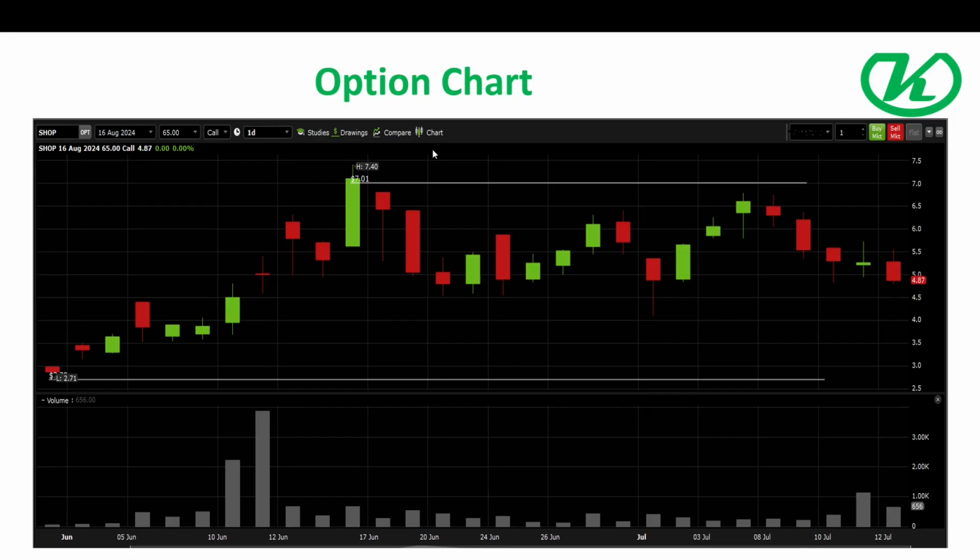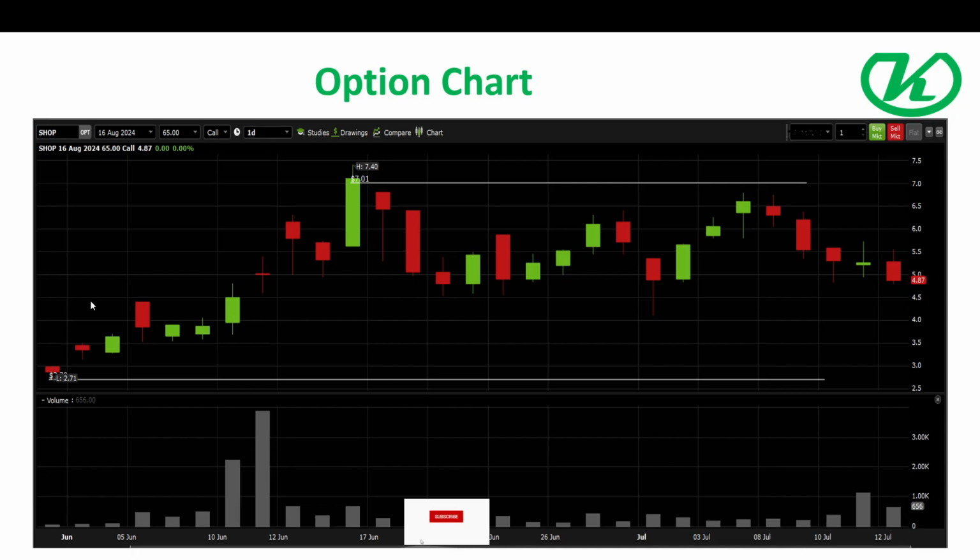Okay, here's the option chart. This is the 65 strike price and my expiry is the 16th of August. The earnings for this stock are in the first week of August, so I wanted to choose my call option to expire after the earnings, in case the stock does not move initially. But if the earnings are positive, then it's going to move up and my call will gain in value. So that's the reason I chose August 16th, not before, but after the earnings.